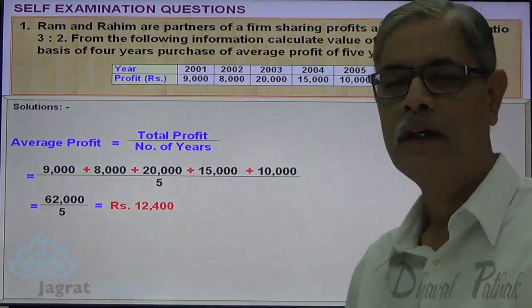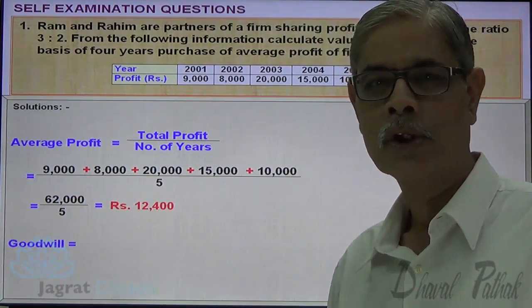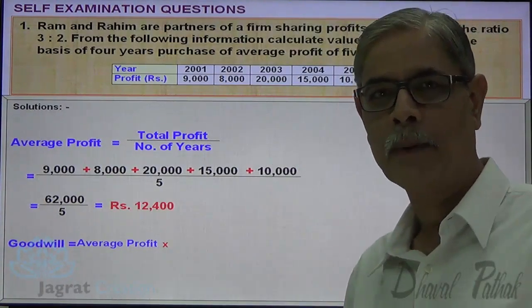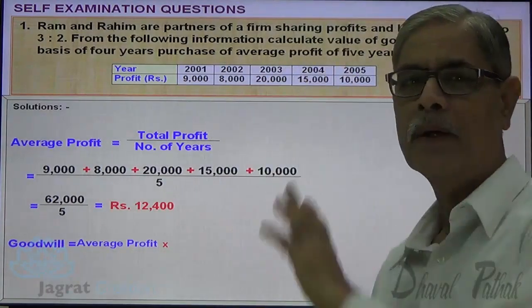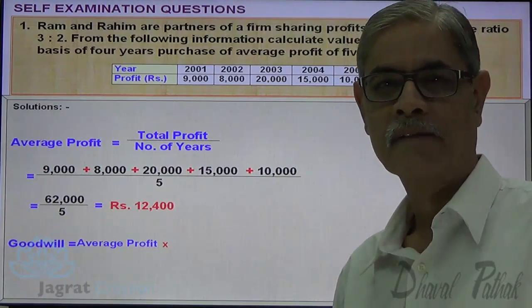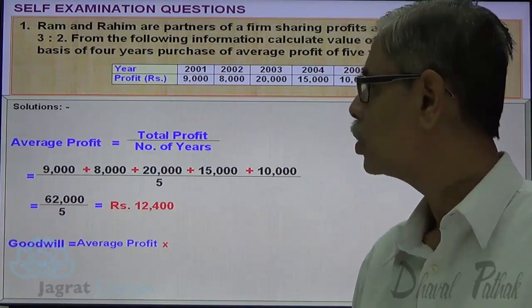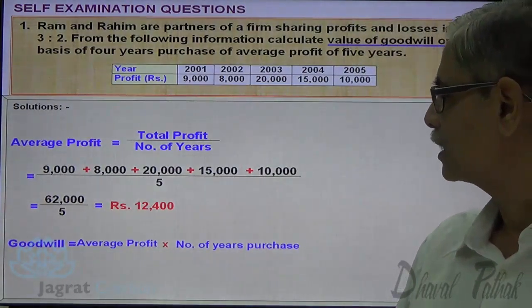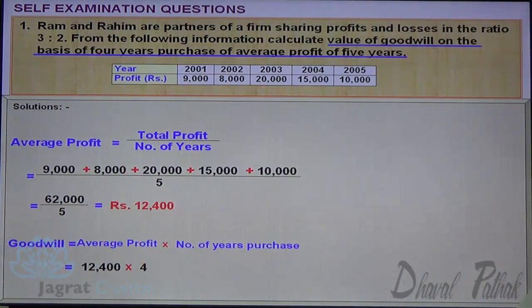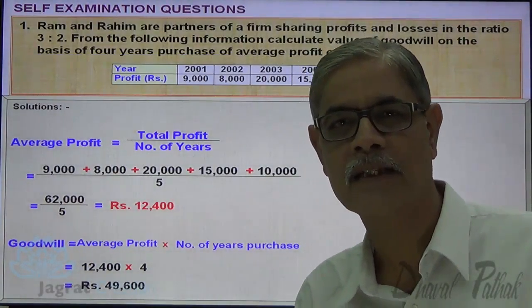Now valuation of goodwill is to be done taking into consideration this simple average. So 12,400 is the simple average, and it is to be multiplied with number of years of purchase. Number of years of purchase means this average profit will last in future for this many years. So it is multiplied with number of years, they are 4. So 12,400 into 4, that is the value of goodwill. So value of goodwill is 49,600.